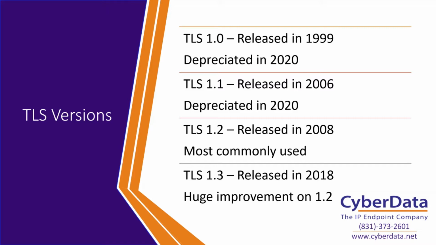They added in different cipher suites and fixed different vulnerabilities that are available in 1.2. Still, 1.2 is very commonly used. It's still the most common form of TLS that's used out there on the open internet and still really safe to use. And that's what the majority of CyberData devices that support TLS will end up using.